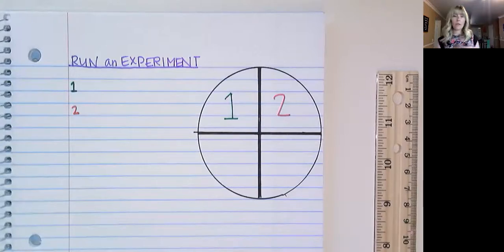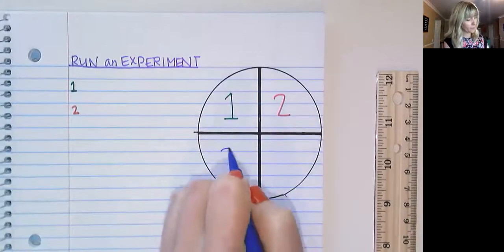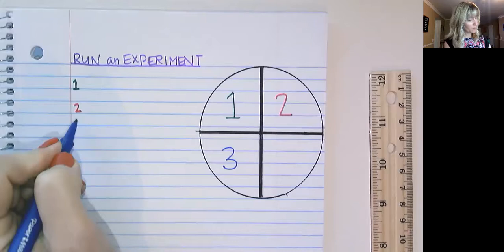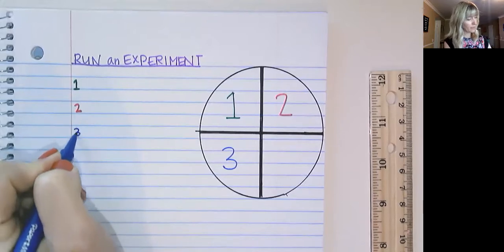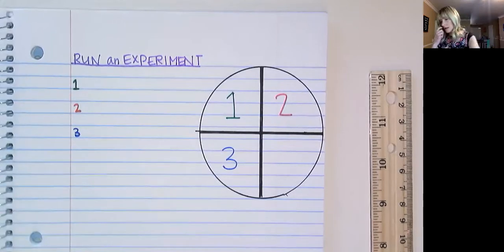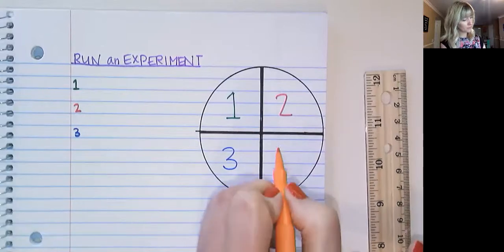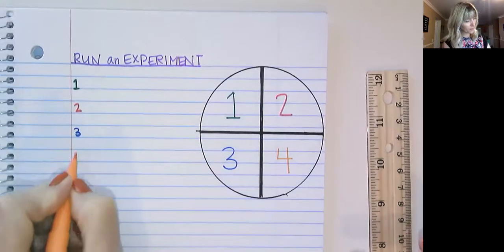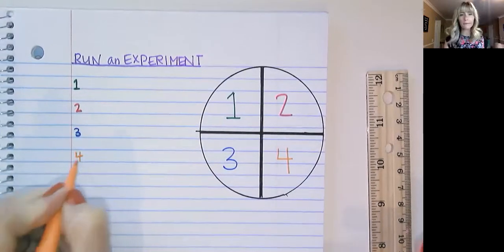And then I'm gonna write a 3 with blue, and then skip a space and write a 3 over here. And then I'm gonna write a 4 in orange, and then skip a space and write a 4 in orange over here.